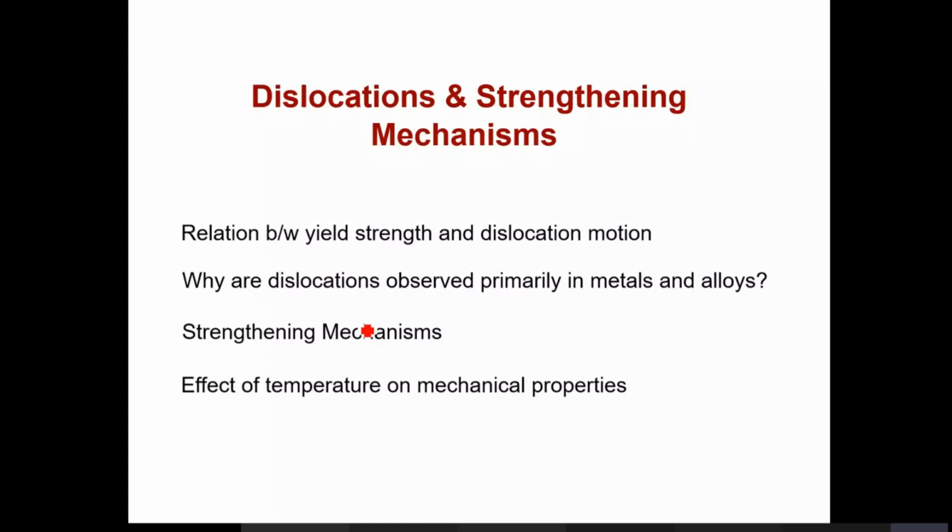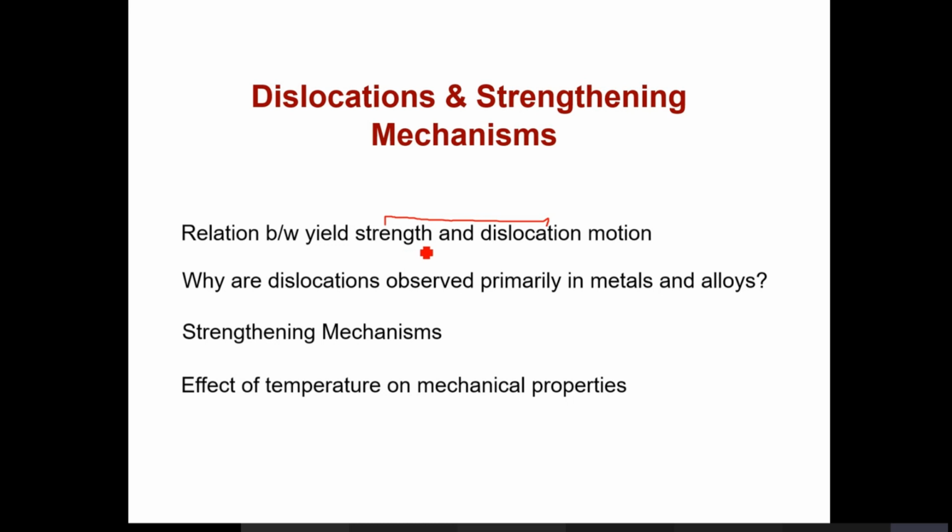So we'll be starting off with a new chapter today, which is dislocations and strengthening mechanisms. In this chapter, we'll try to see what is the relationship between yield strength and the dislocation motion. We have already studied the chapters on defects, including dislocation. We have looked into mechanical properties also. Now, in this chapter, we'll try to relate the dislocation motion of the defects with the strength.